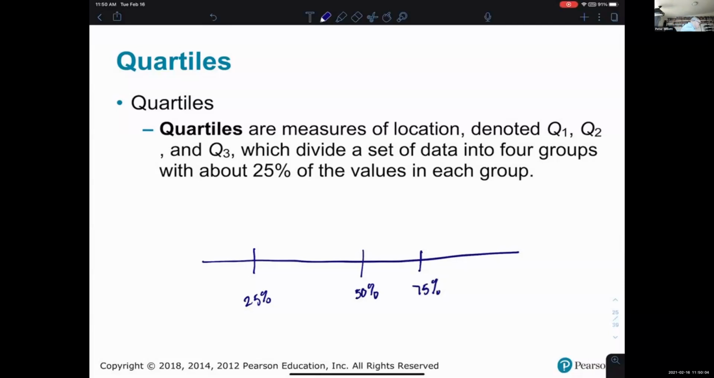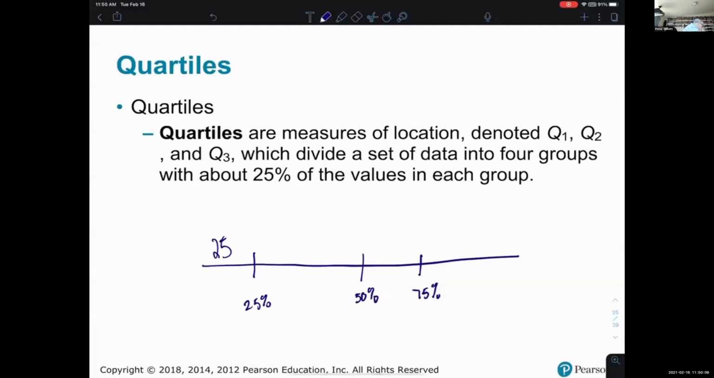What that would mean is that at the 25% mark, 25% of the data is to the left of that value. Between 25 and 50% is the next gap, another 25%. And if I work my way up, all 100% has been separated into 4 groups with 25% in each. These are the value positions that the quartiles here are referring to.